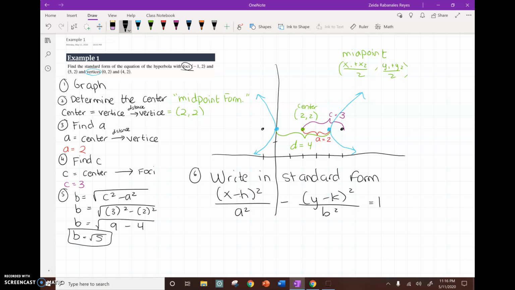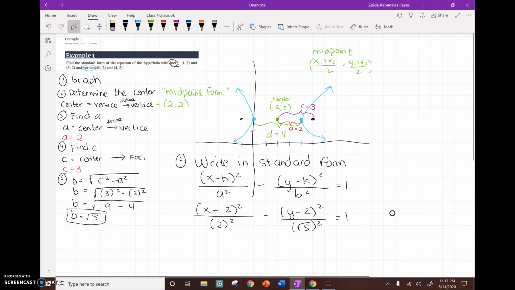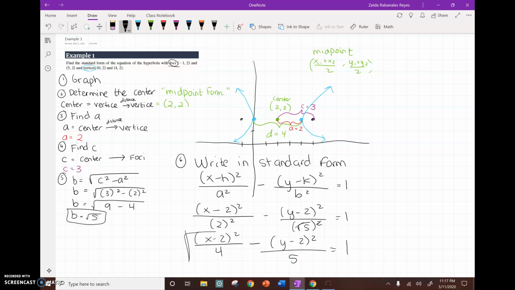And I just plug in the information I have. I have x minus 2. My a was also 2, to the power of 2. Minus y minus 2. B is square root of 5, so square root of 5 to the power of 2 is equal to 1. Let me zoom out a little. So then I simplify, x minus 2 squared over 4. Remember, square root and power of 2 cancel. Not the whole thing cancels, just the square root. So then I still have 5.